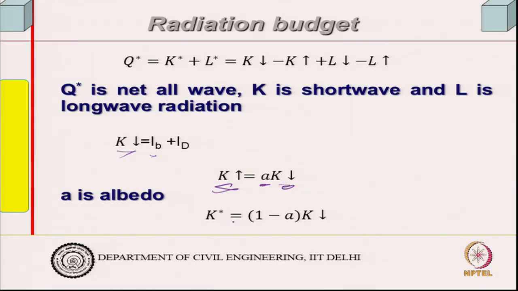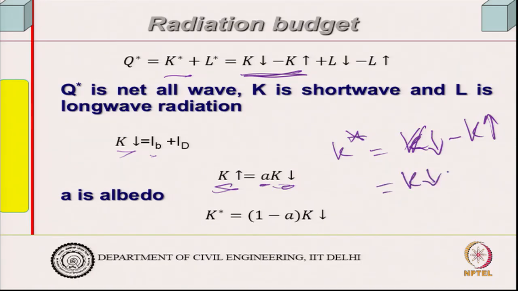So, it is the difference between these two. K star was net, which is K downward minus K upward. So K upward is equal to K downward minus albedo times K downward. Therefore, I can write it like this: net is 1 minus albedo times K downward, which is what is received by the earth.